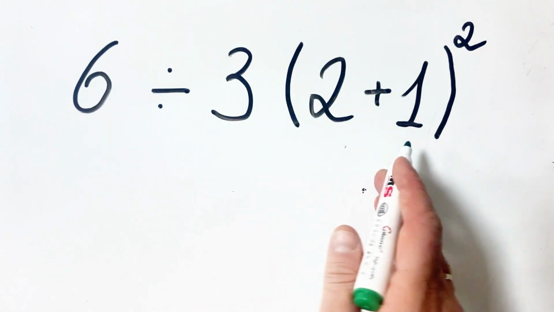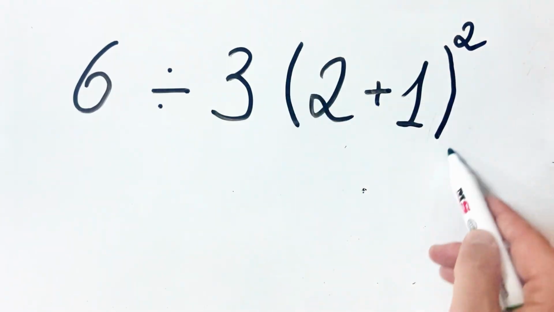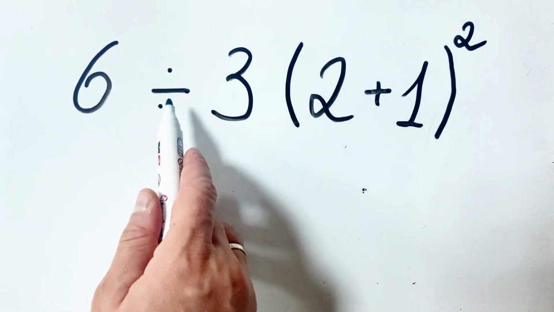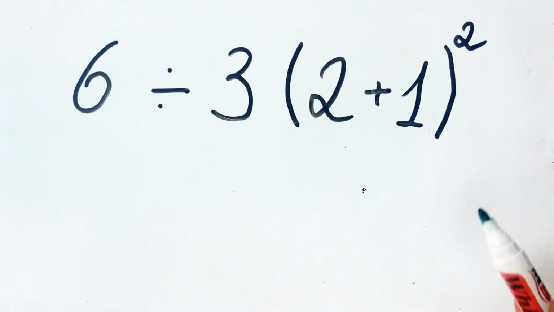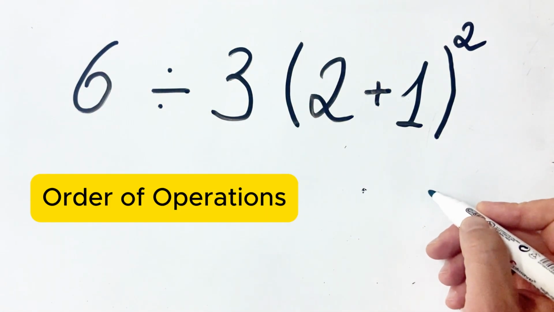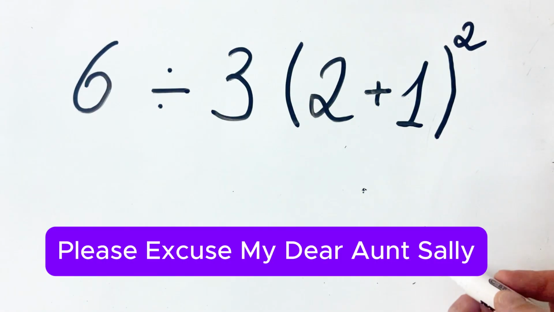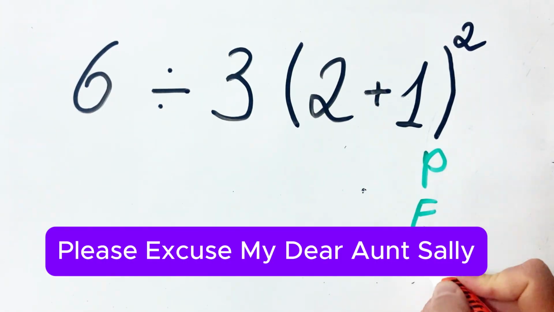Okay, so to solve this type of equation, we can see we have parentheses, we have exponents, we have division, and we have multiplication. Therefore, to solve it, we must follow the order of operations, which is PEMDAS, or Please Excuse My Dear Aunt Sally.